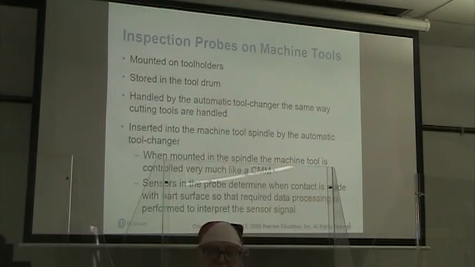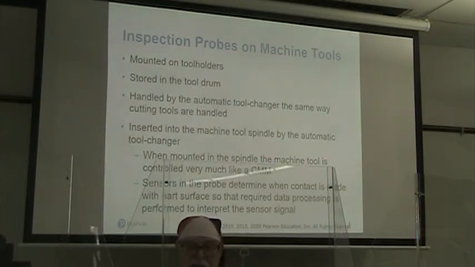So when it's mounted in the spindle, the machine tool is controlled like a coordinate measuring machine. The sensors in the probe determine when contact is made with the part surface, and then our required data processing is performed, and it interprets the sensor signal.